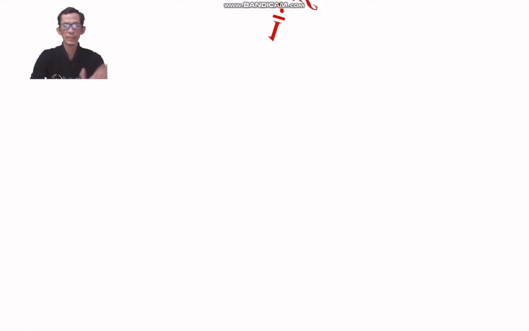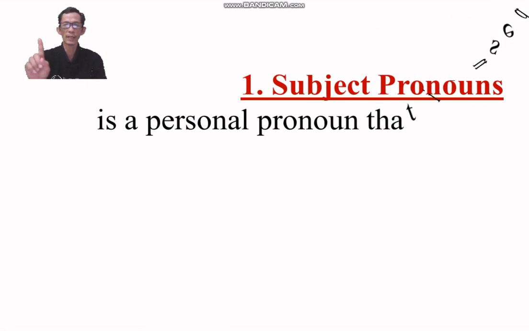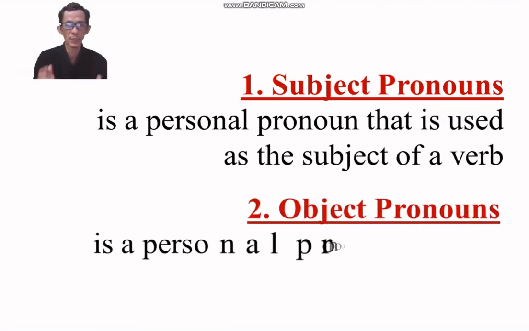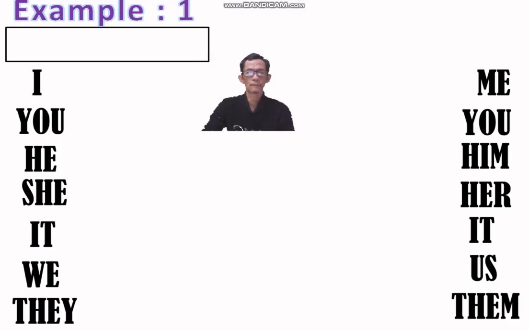Okay everyone, let's take a look at the explanation. One, subject pronouns. Subject pronouns are personal pronouns that are used as the subject of a verb. Two, object pronouns. Object pronouns are personal pronouns that are used typically as objects.